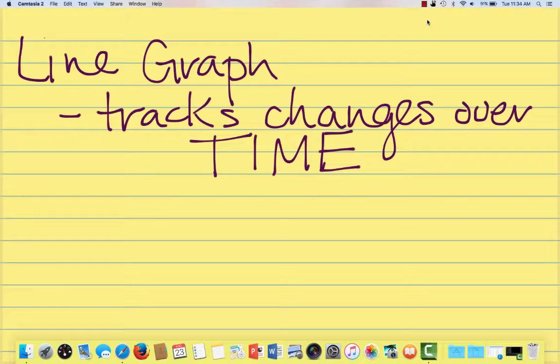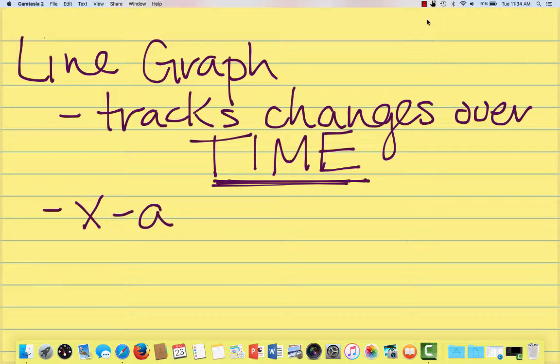It could be using numbers, it could be using years, days, seconds, minutes, hours, whatever that case may be. It could be looking at months. So you could also be looking at January, February, March. That's still over time. So you could choose a line graph to do that.